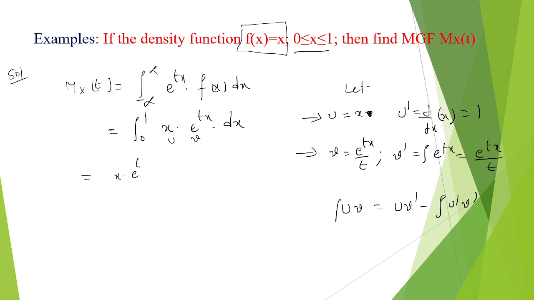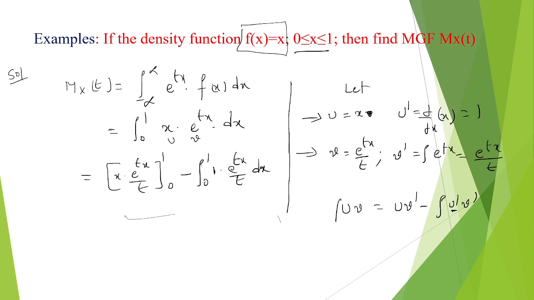So that equals x e^(tx)/t with limits from 0 to 1, minus the integral from 0 to 1 of u dash, which is 1, times v, which is the integration of e^(tx), that is e^(tx)/t, dx.